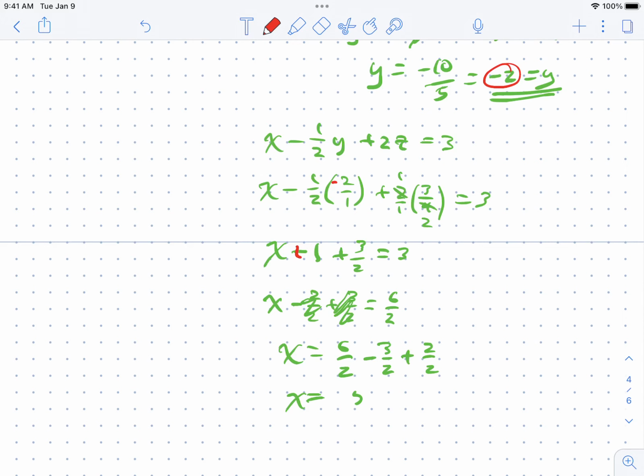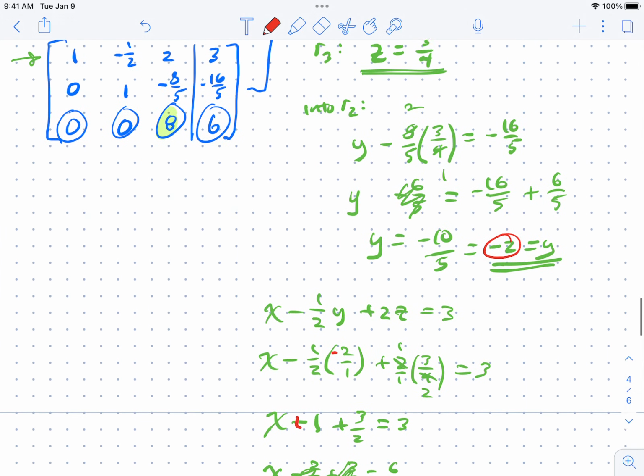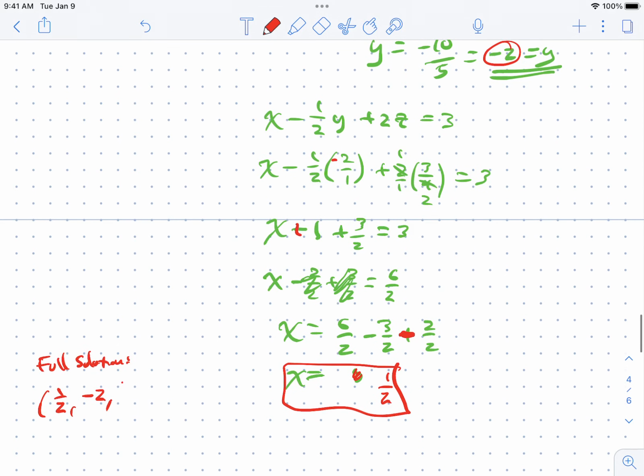what did we do over here? We didn't add 2/2. We subtracted 2/2. So 6 minus 3 is 3, minus 2 is 1. That's better. I know that's the right solution. X equals 1/2. And so our full solution is x is 1/2, y is negative 2, z is 3/4, right? Right. Cool.